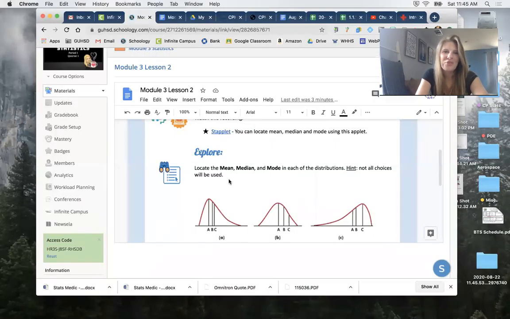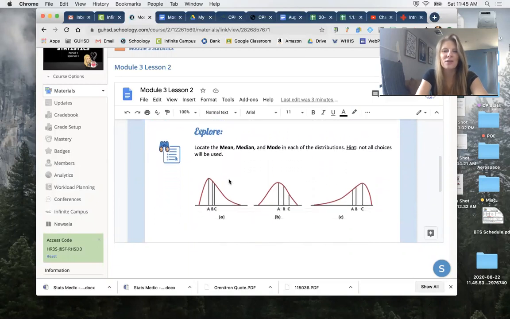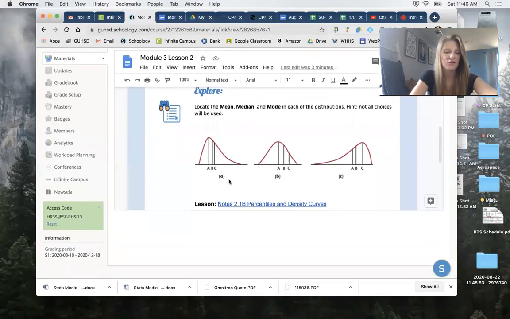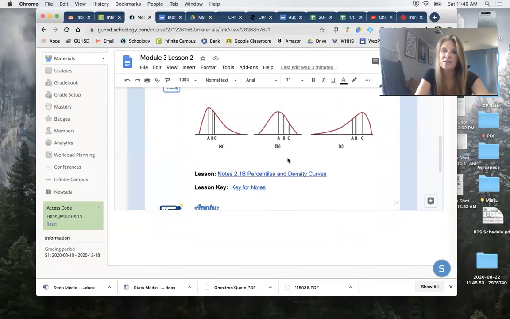Okay, Module 3, Lesson 2. So today we're going to look at percentiles and density curves. This is going to relate to our z-score. So let's dive into the lesson. And I do want to talk about this as well. Actually, I'm going to start there.